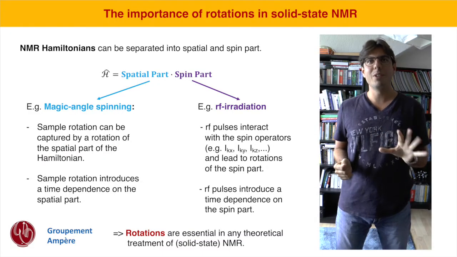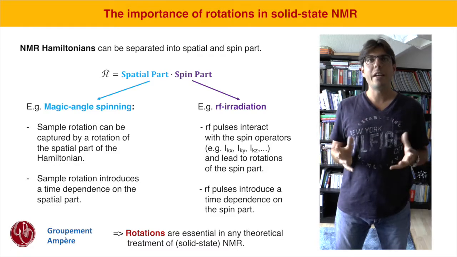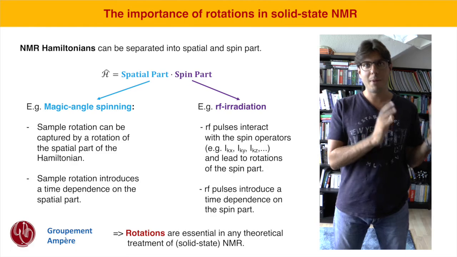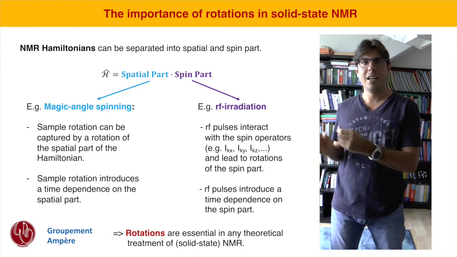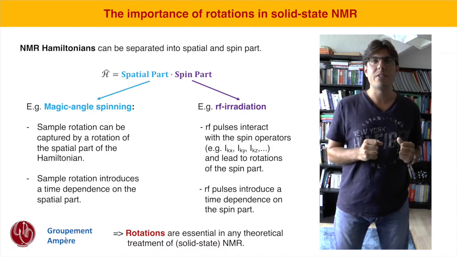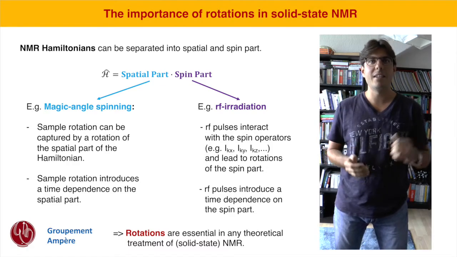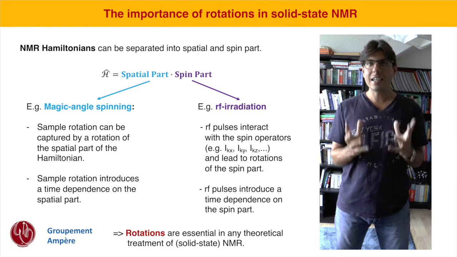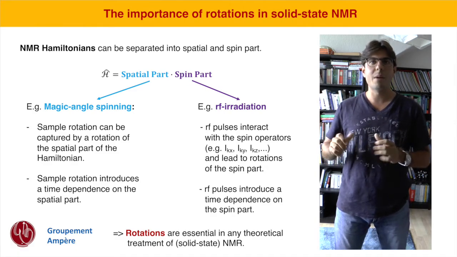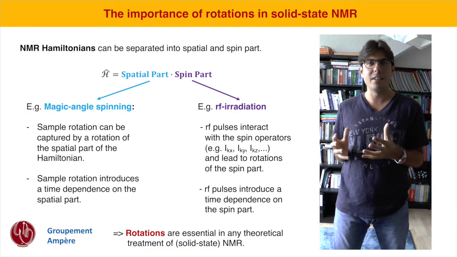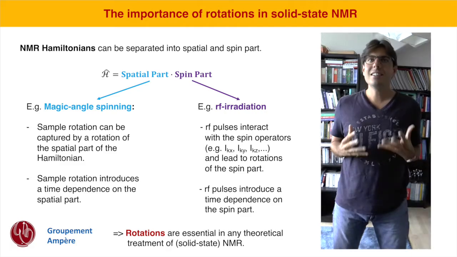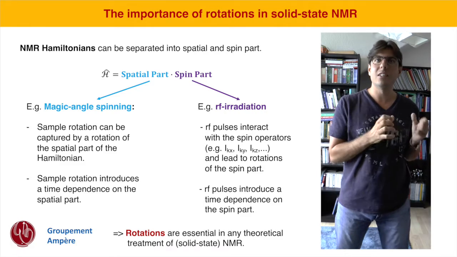And the first thing we want to see is that in general, an NMR Hamiltonian can always be divided into two parts, a spatial part and a spin part. And what are these two parts? Well, the spatial part encodes all the information about, for example, the orientation dependence of our interaction. And the second part, the spin part, contains all the information about our relevant spin operators that are making up our Hamiltonian.